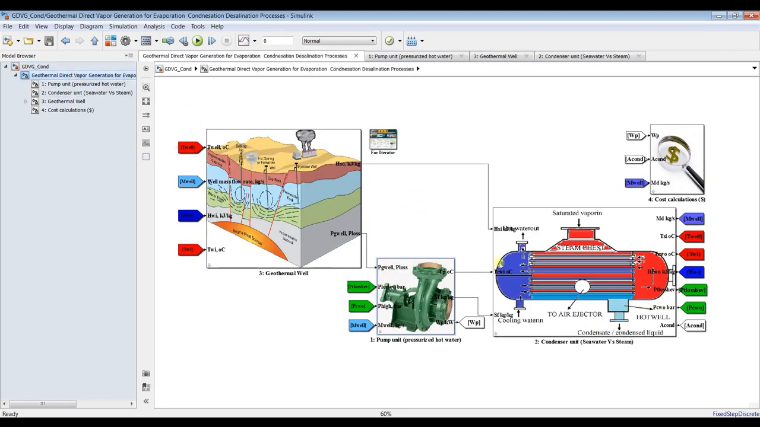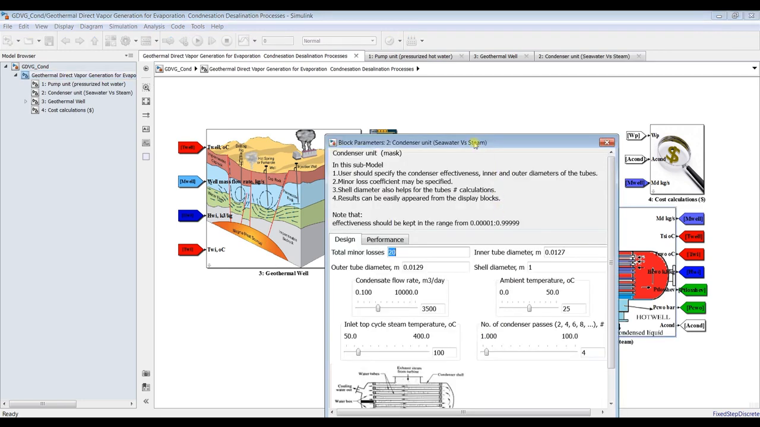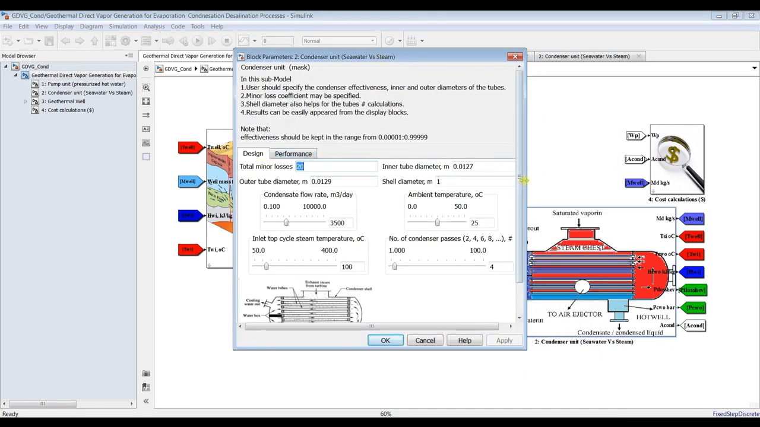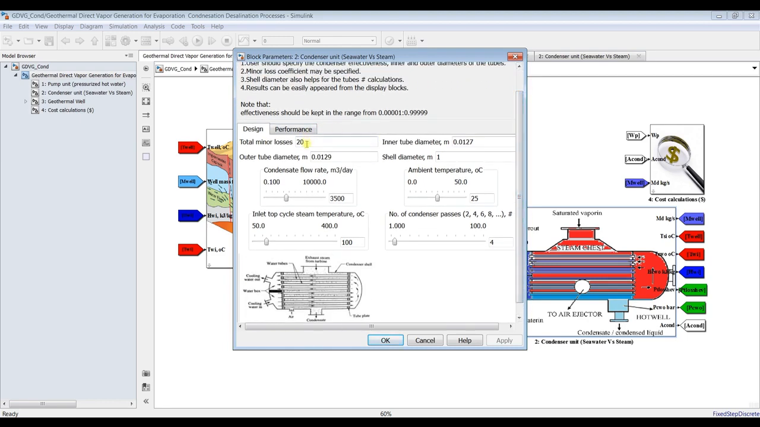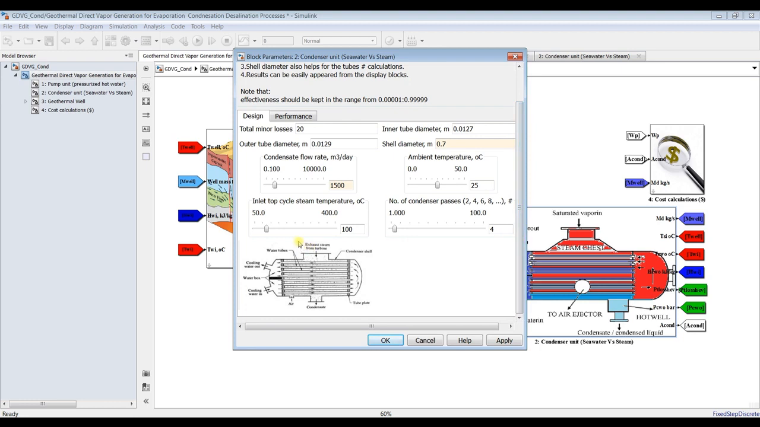So we have here the condenser unit. In the condenser unit, we have to assign some losses, minor losses, inner tube diameter, outer tube diameter, and chill diameter, suppose it's 0.7. What about our flow rate? Suppose I'm going to desalinate 1500 cubic meters per day. Ambient temperature is around 25, maybe 30 degrees Celsius.